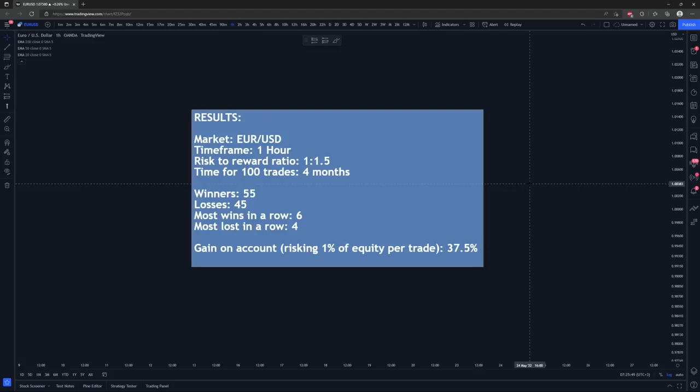So out of the 100 back-tested trades, I found 55 winning trades and 45 losing trades. So 55% win rate, quite good for a 1 to 1.5 risk to reward ratio. The most wins in a row was 6, and the most lost in a row was 4. The gain on the account, if risking 1% of equity per trade, 37.5%.